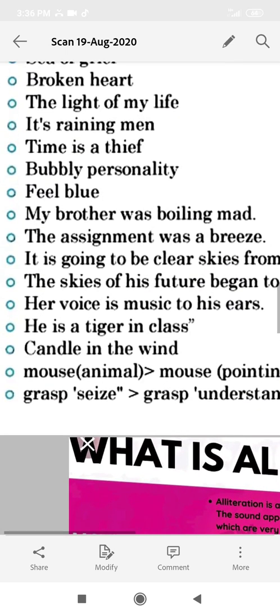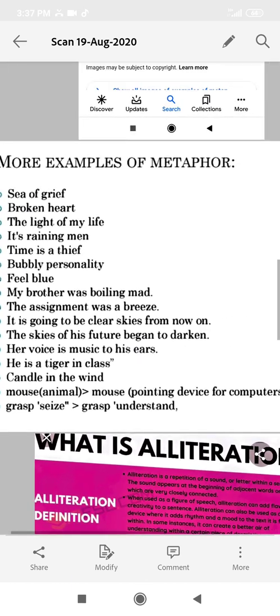My brother was boiling mad. મારો બ્રધર જે છે એ બોઇલિંગ મેડ જ છે. બરાબર, કમ્પેરિઝન છે, સ્ટ્રોંગ કમ્પેરિઝન છે વિદાઉટ ધ હેલ્પ ઓફ વર્ડ લાઇક ઓર એઝ. ઓકે, દેન ધ એસાઇનમેન્ટ વોઝ અ બ્રીઝ. એસાઇનમેન્ટ એ શું હતું? બ્રીઝ. બ્રીઝ મીન્સ વિન્ડ. Okay, so assignment is compared with breeze without the help of word like and as. So strong comparison is given. It is metaphor figure of speech.